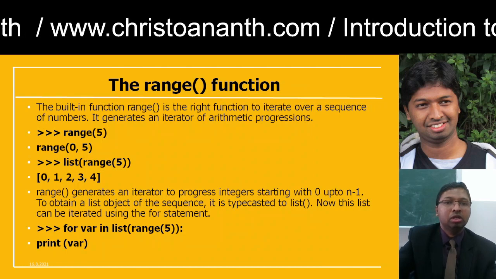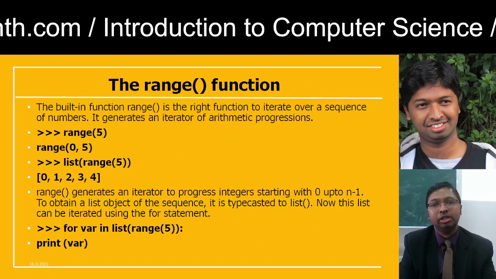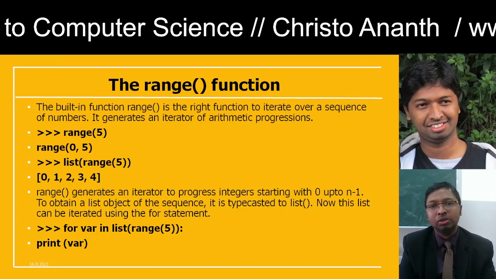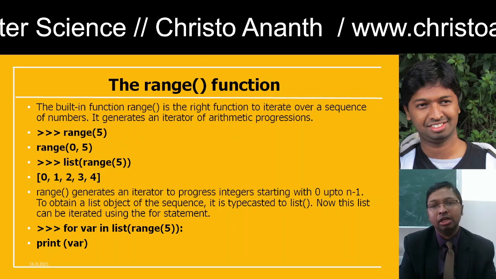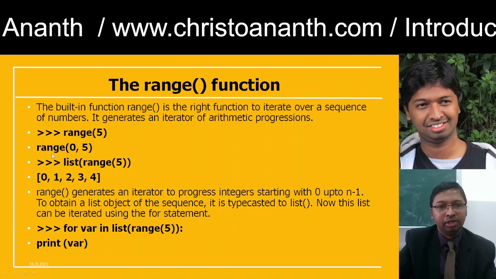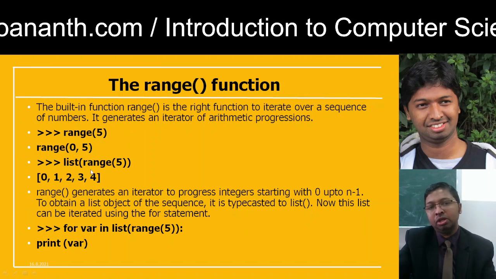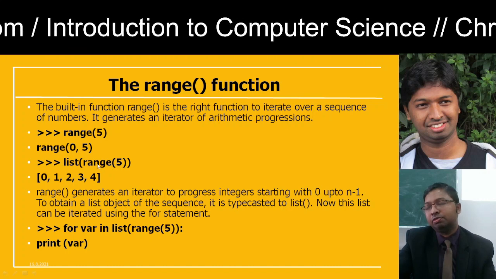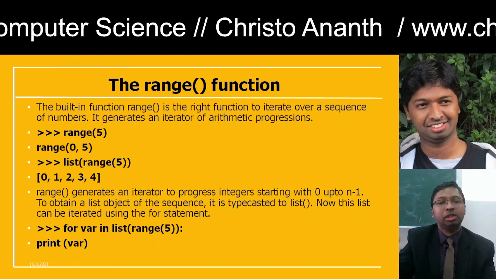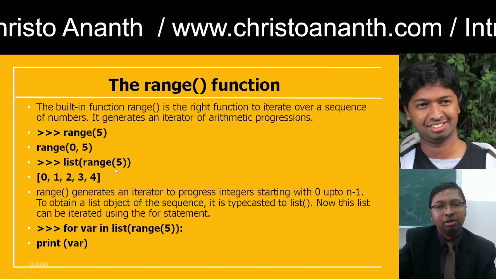Here we have the range function. It's a built-in function to iterate over a sequence of numbers, an iterator of arithmetic progressions. For example, range of 5 means from 0 to 5, and list of range 5 will list starting from 0: 0, 1, 2, 3, 4. So the total is 5.